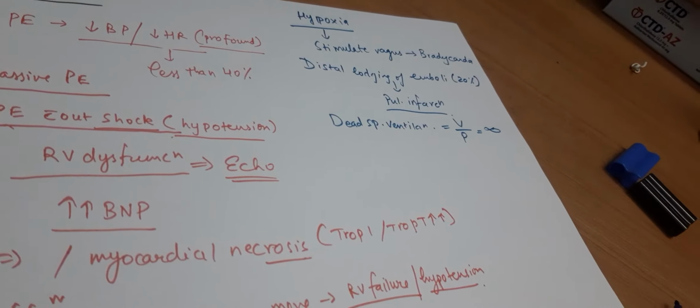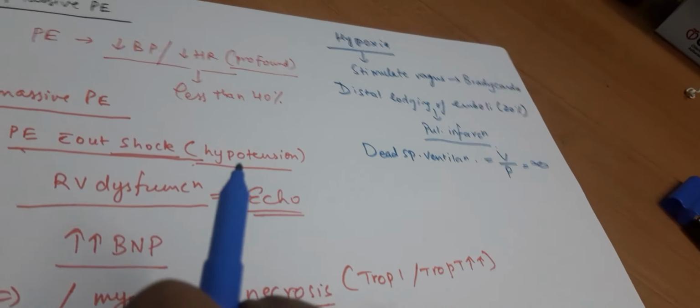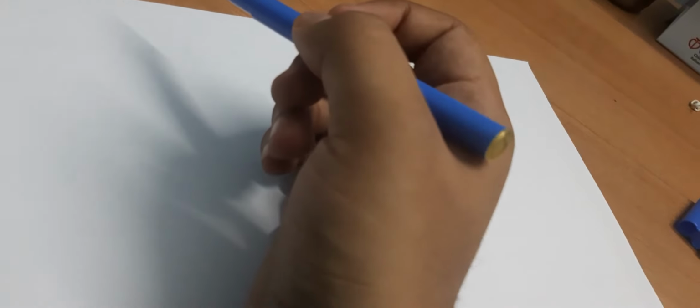So now the second thing we come to is the symptoms. Now we'll talk about the symptoms of pulmonary embolism. So let's talk about the symptoms of PE.